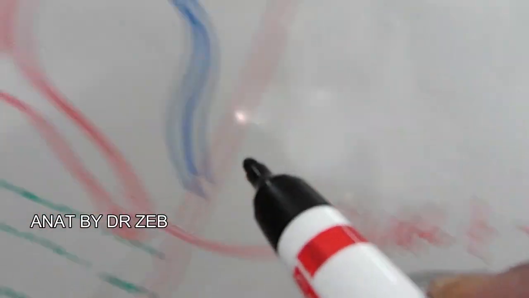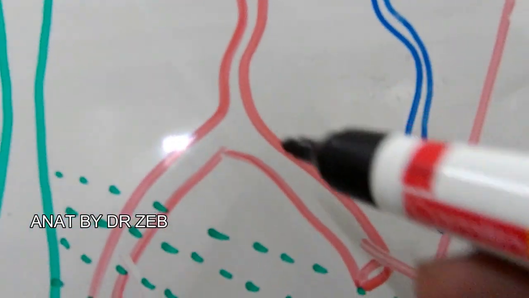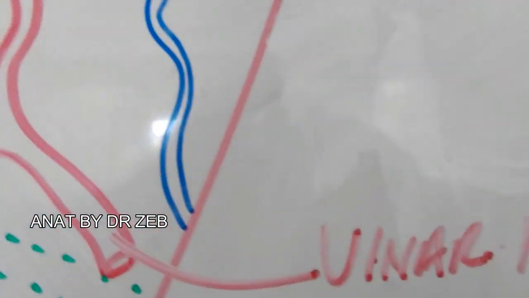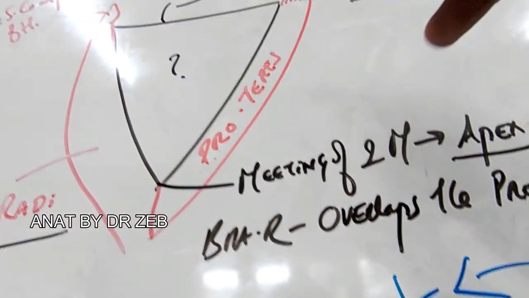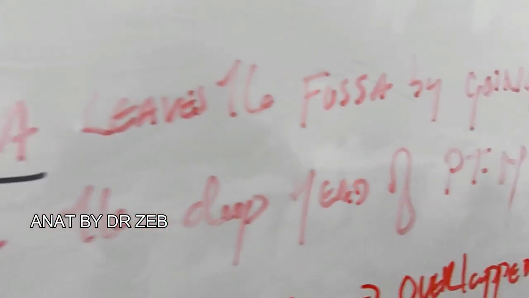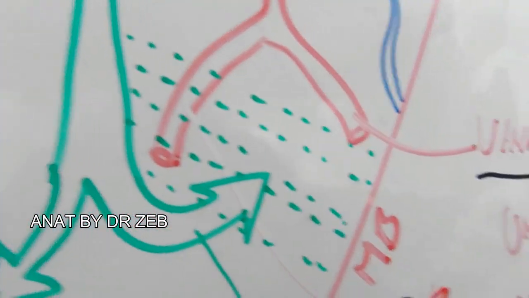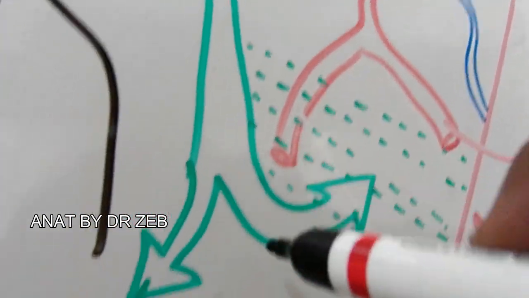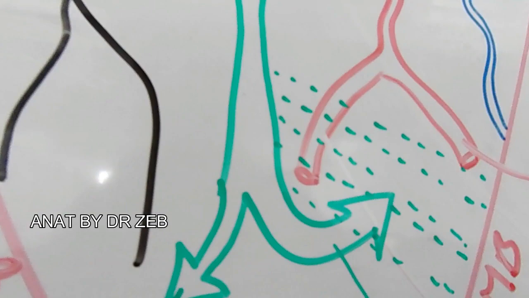This divides into two parts, the ulnar artery as well as the radial artery. The ulnar artery leaves the fossa by going under the deep head of the pronator teres muscle. Again, remember the pronator teres, the muscle which was forming the medial border. The ulnar artery leaves the fossa by going inside, like a cuff, the deep head of the pronator teres muscle. Whereas the radial artery is on the lateral side, and it is overlapped by the brachioradialis muscle. As it goes down, the brachioradialis muscle overlaps it.